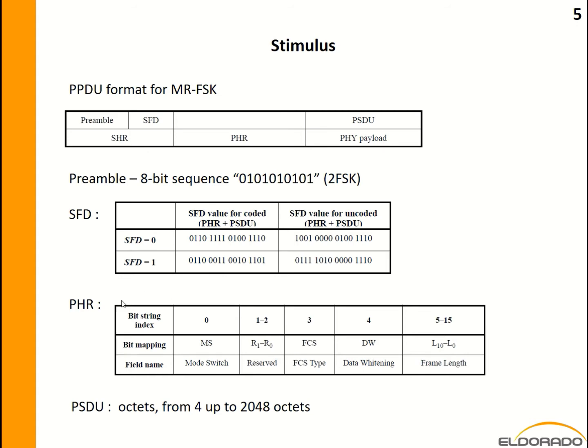The PHR is a 16-bit number with configurations of the mode switch, data whitening, and frame length that defines the number of octets of the PSDU. The PSDU has a variable length and ranges from 4 up to 2048 octets.